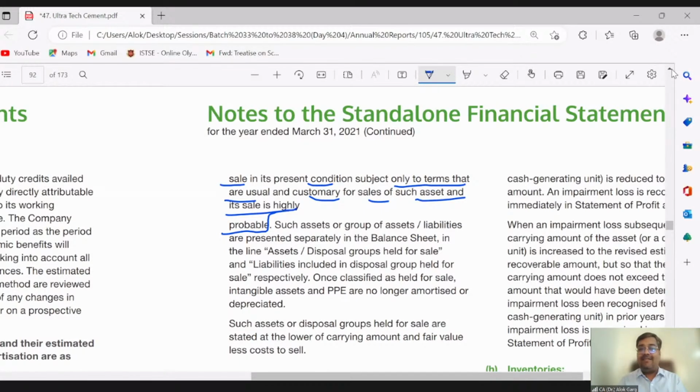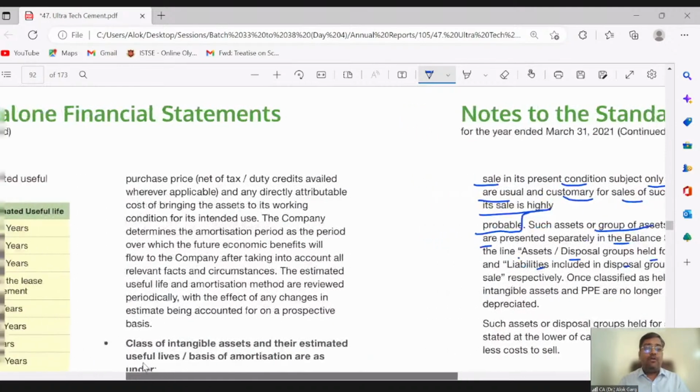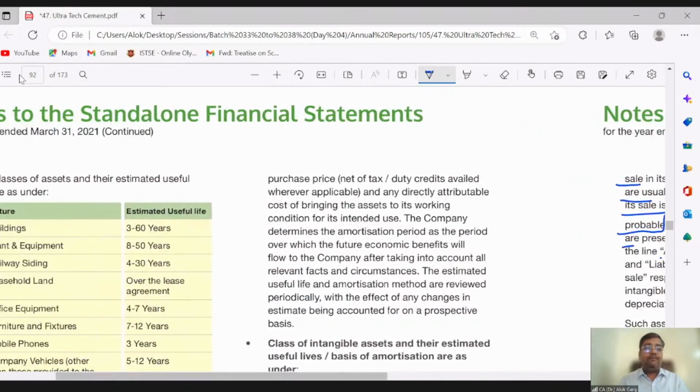Guys, I'm just showing you how these listed companies are also working, right? Now I'll show you note number 52. They have written that such assets or group of assets classified, or liabilities, are presented separately in the balance sheet in the line asset or disposal group held for sale, right? So they have written that. Now let me show you note number 52 as well.